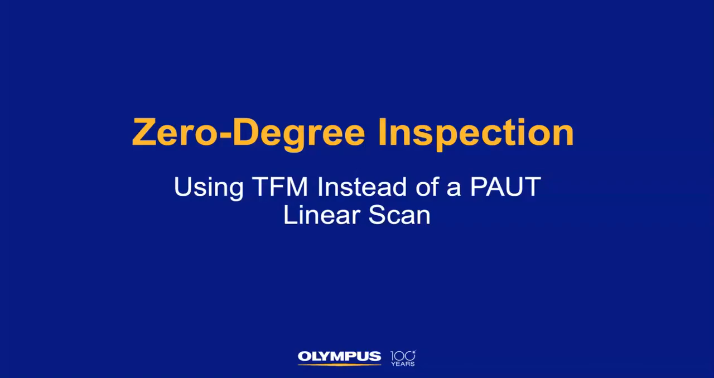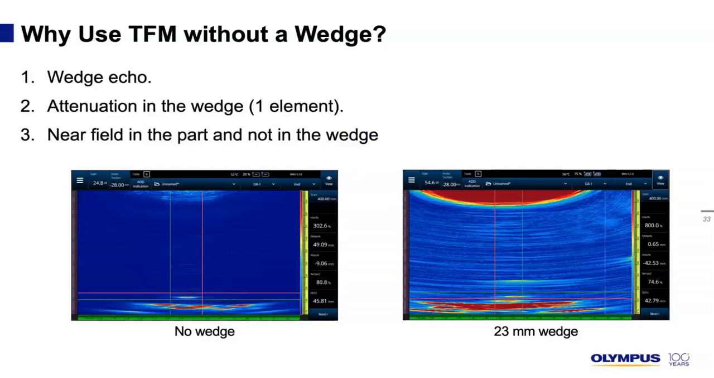0-degree inspection using TFM instead of phase array linear scan. Why use TFM without a wedge? In many images that we see, mainly in promo material, we often see the probe in contact with the part or the demo block directly. But why is that? There are 3 main reasons explaining this. First of all, this ensures that there will be no wedge echo interfering with the inspection.